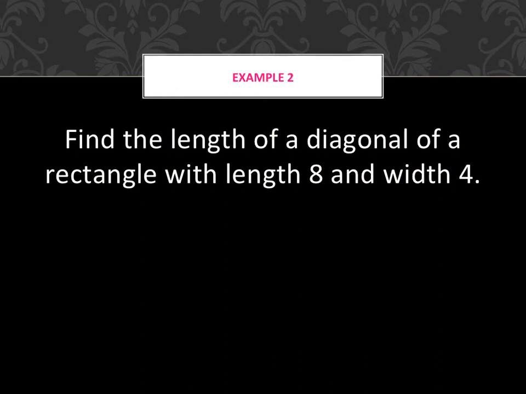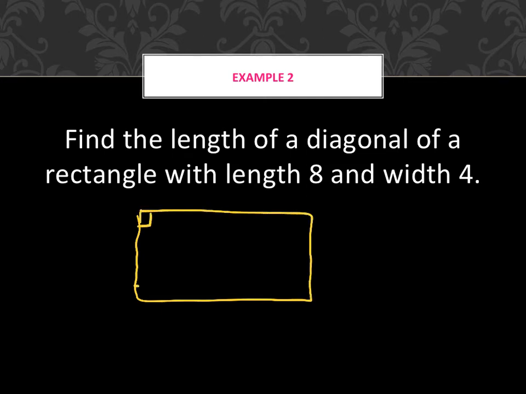So in my next example, it wants me to find the length of a diagonal of a rectangle with a length of 8 and a width of 4. Now, whenever you're given a problem and a picture is not provided, you should draw your own picture. So let me go ahead and draw a picture of a rectangle. Remember, a rectangle has 4 right angles. Now, I know we have not covered quadrilaterals yet, but I'm sure everyone is familiar with what a rectangle looks like, and you should all realize that each corner is 90 degrees.